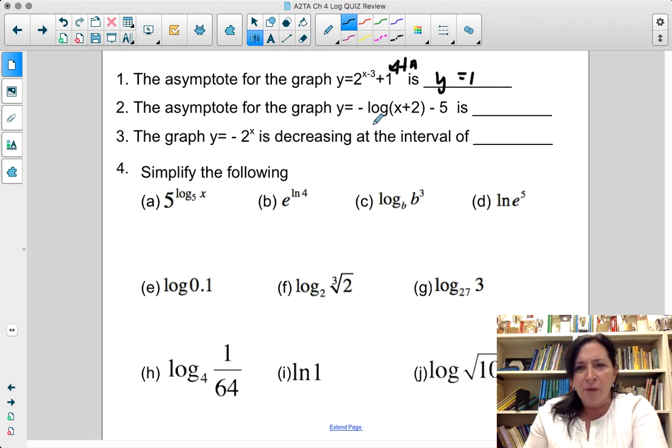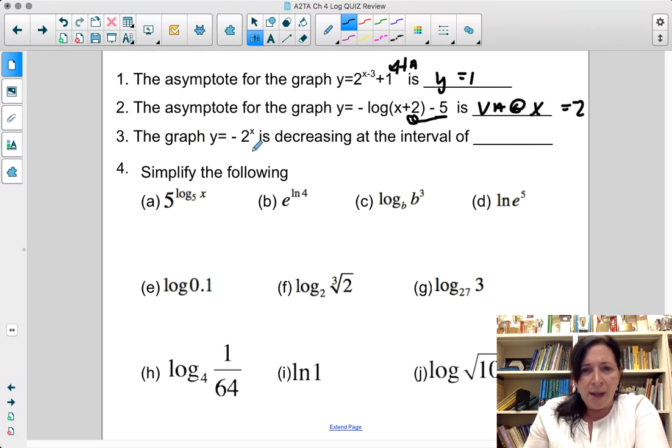The asymptote for the graph of negative log of (x plus 2) minus 5. And logarithm equations always have vertical asymptotes. And so the asymptote for this equation is right here. So you've got VA, vertical asymptote, at x equals negative 2.